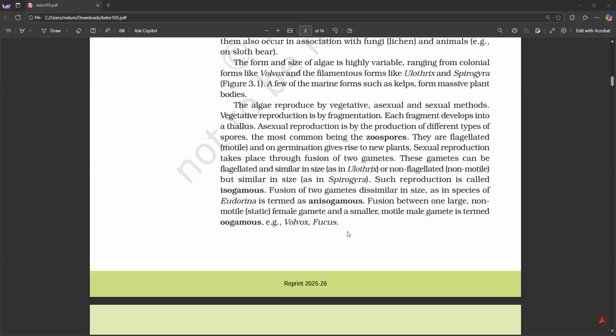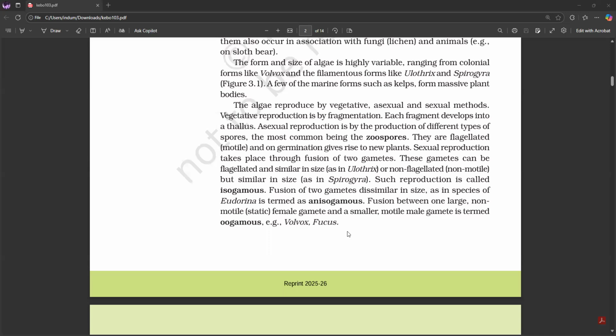Vegetative reproduction is by fragmentation. Each fragment develops into a thallus. Asexual reproduction is by the production of different types of spores, the most common being the zoospores. They are flagellated, motile, and on germination give rise to new plants. Sexual reproduction takes place through fusion of two gametes.